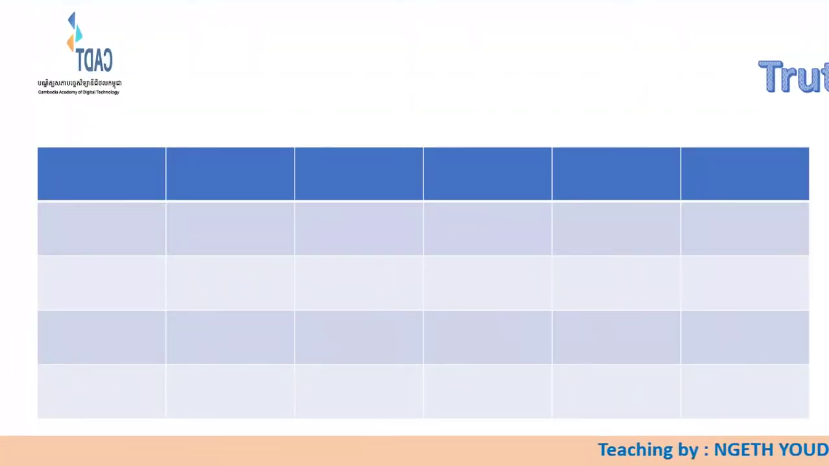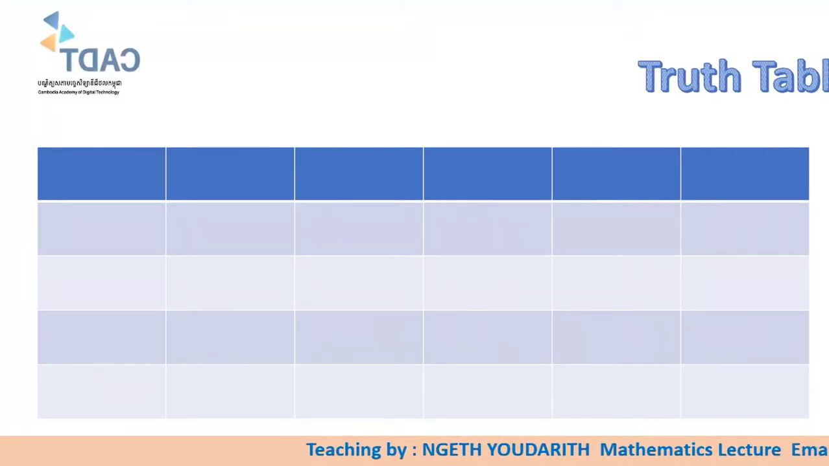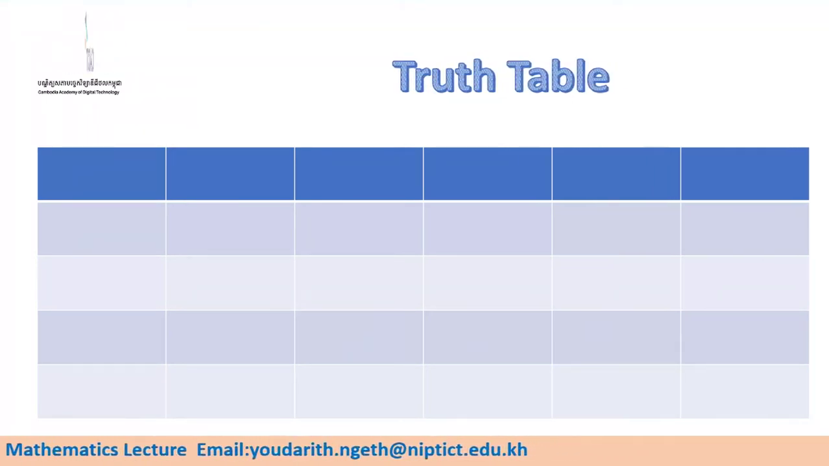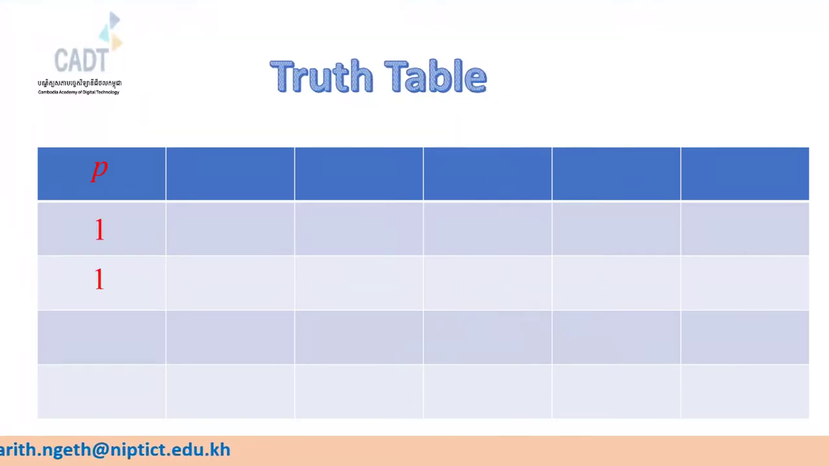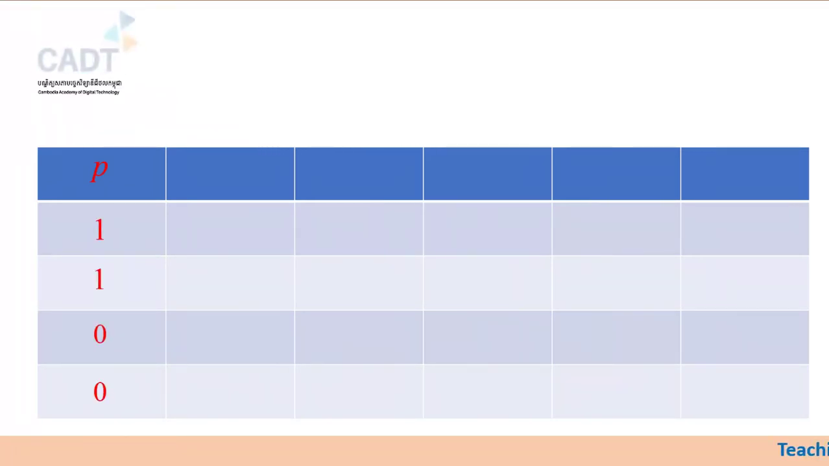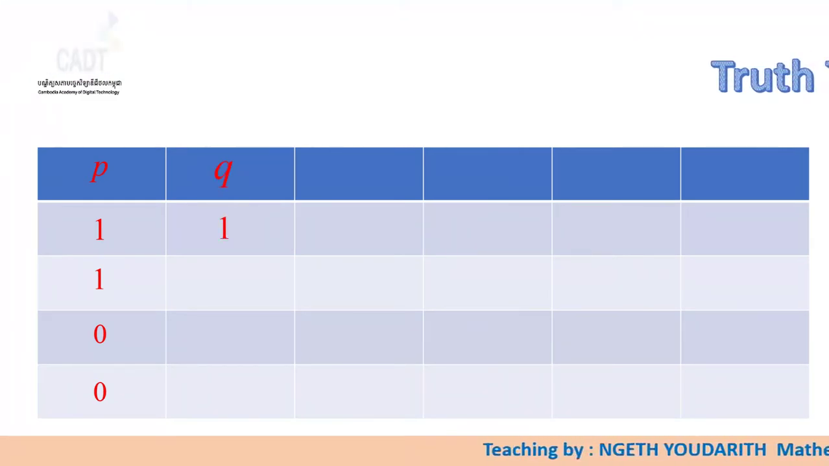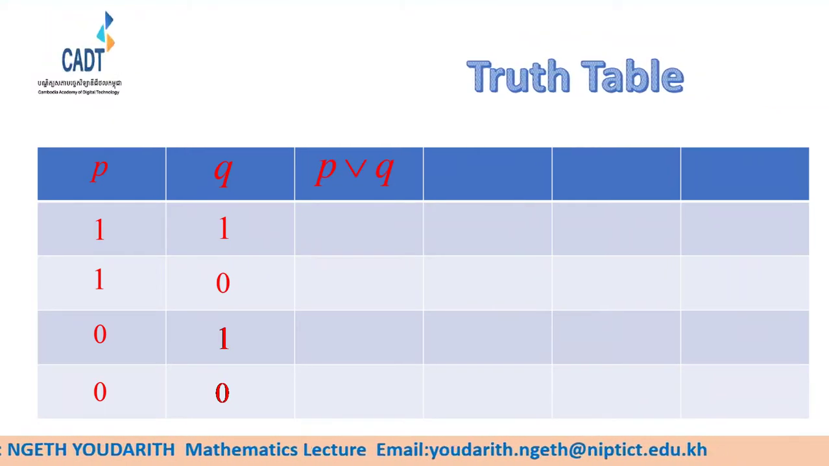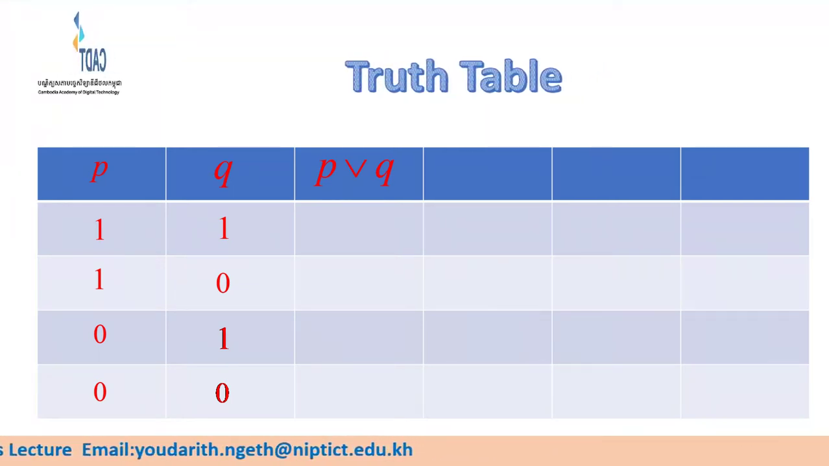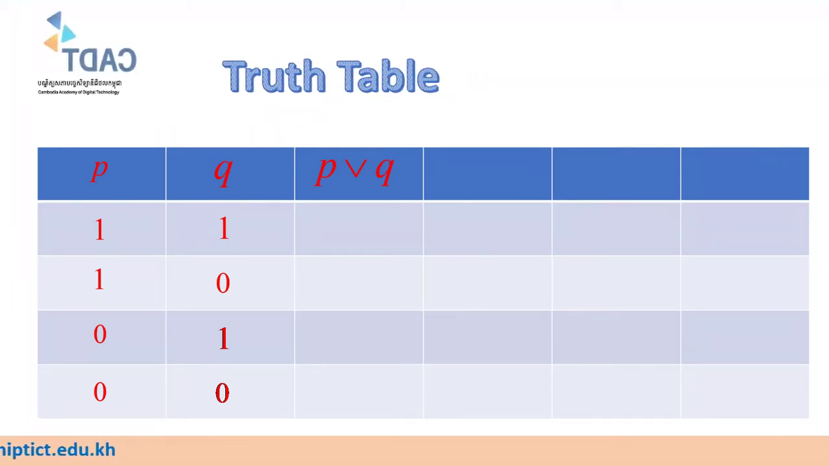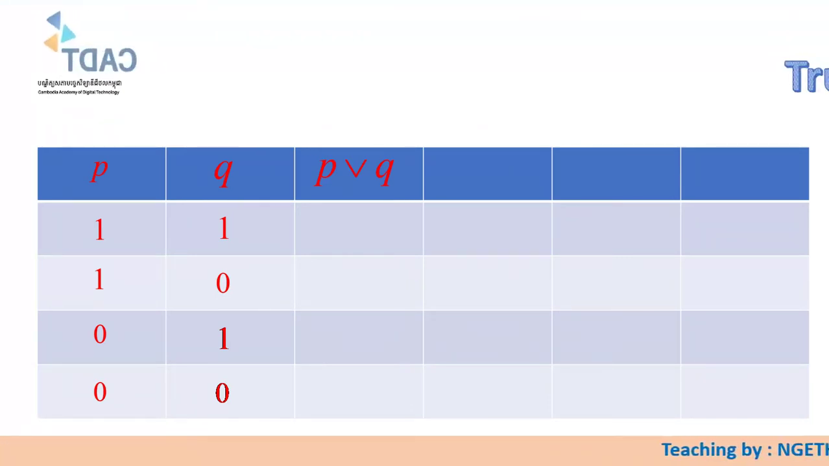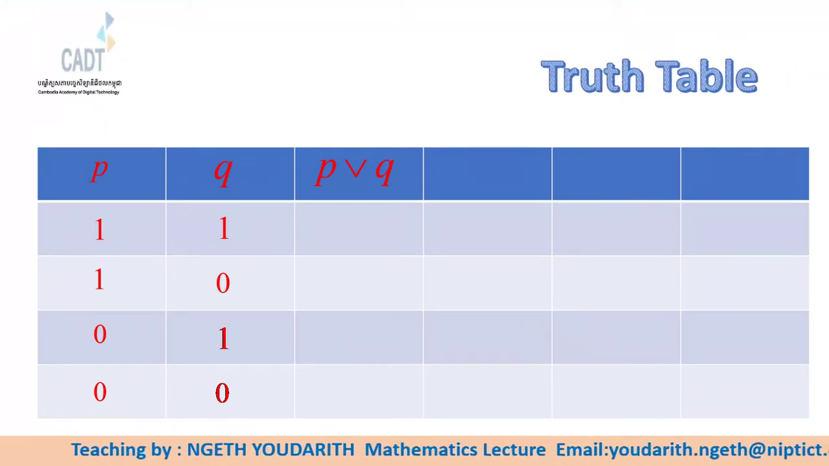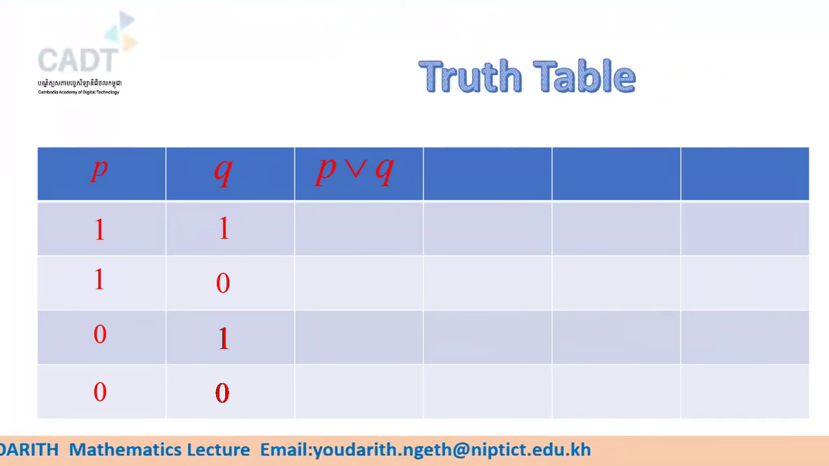And truth table, how to write in truth table about the statement or the connective. For example P, we have only two statements, P and Q, and P or Q. So we should know about P or Q, this kind of symbol, disjunction. Disjunction means that P or Q is false when P and Q are false. Otherwise, it's true.